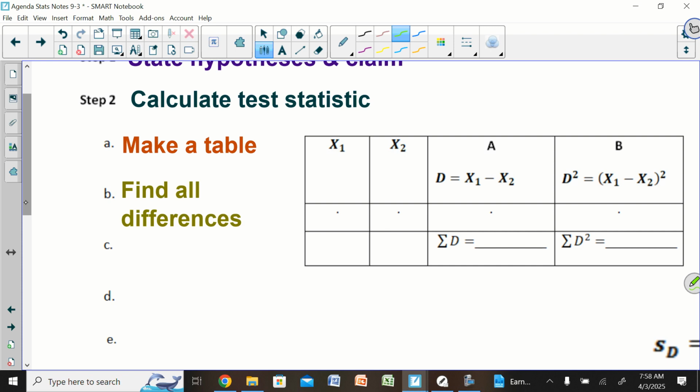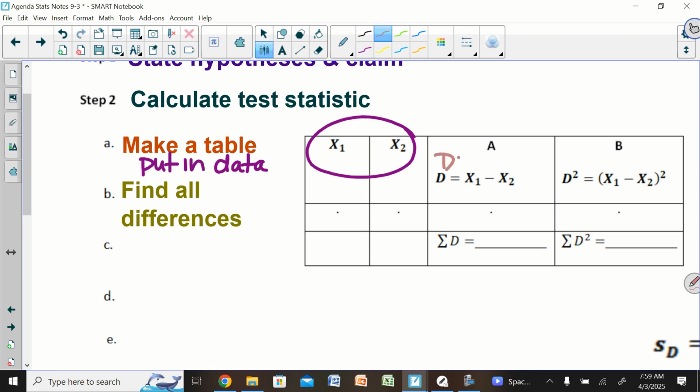It doesn't have to have boxes around it, but you've got to somehow keep track of all of these things. So, first of all, make a table and put in the data. Here is our original data. All of my pre-tests are these scores, and here's how they match up with my post-test, X2. So find all the differences. We just subtract. Keep in mind that you always do x1 minus x2, so you can have negatives in your differences.